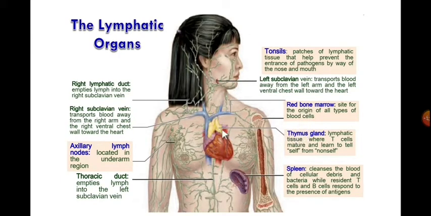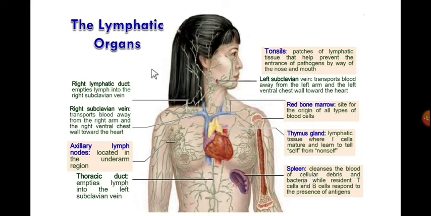Thymus gland, lymphatic tissue where T cells mature and learn to tell self from non-self. طبعا thymus gland هي مسؤولة عن إنتاج ونضج الـ T cells، نوع من الخلايا بتنضج فيها، وهي ممكن تخبرنا إنه هل هذا الجزء من جسمنا أو لا.